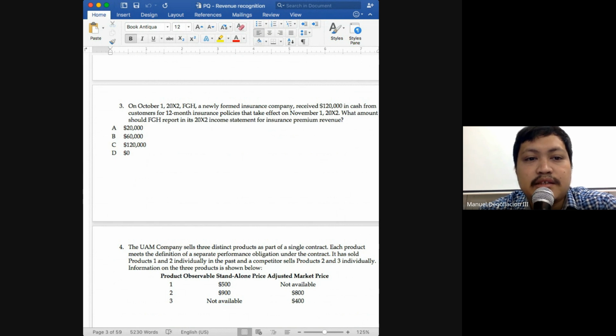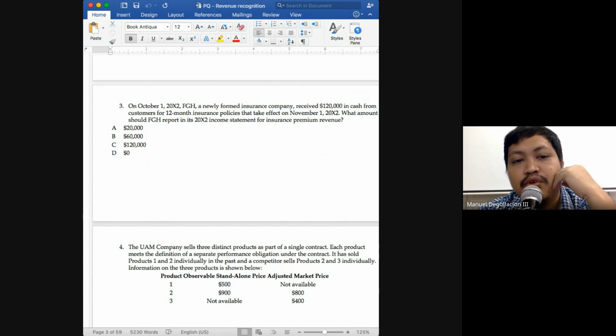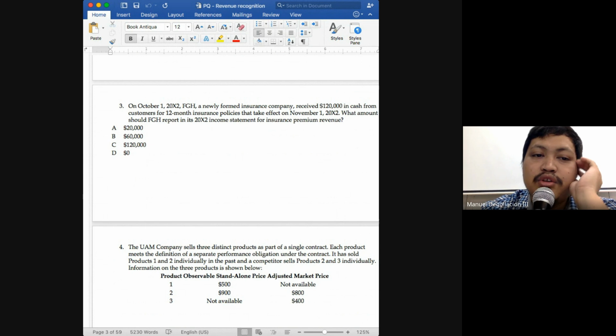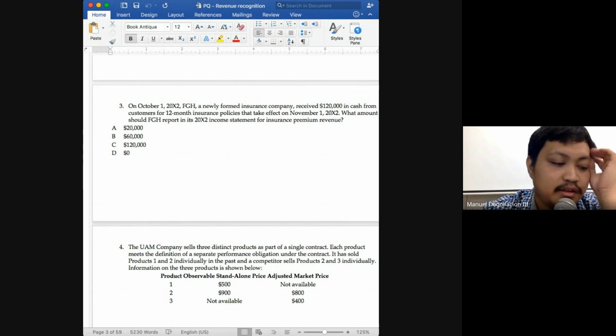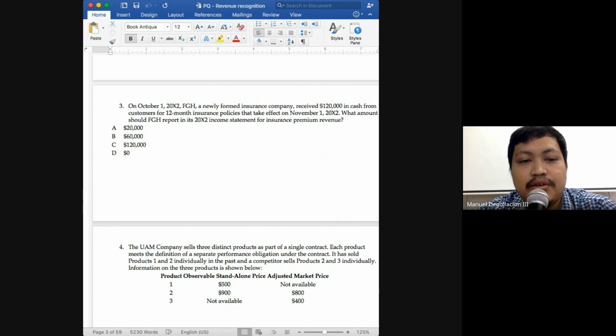The question now is, when do you start recognizing revenue? Do you start recognizing revenue in October, or do you start in November? Only in November, because the insurance policy takes effect on that day. So even if you received it on October 1, you will only start to recognize revenue in November. And since we are reporting for 20X2, how many months of service is this good for, class? Two months, November and December. So the answer here would simply be 20,000.